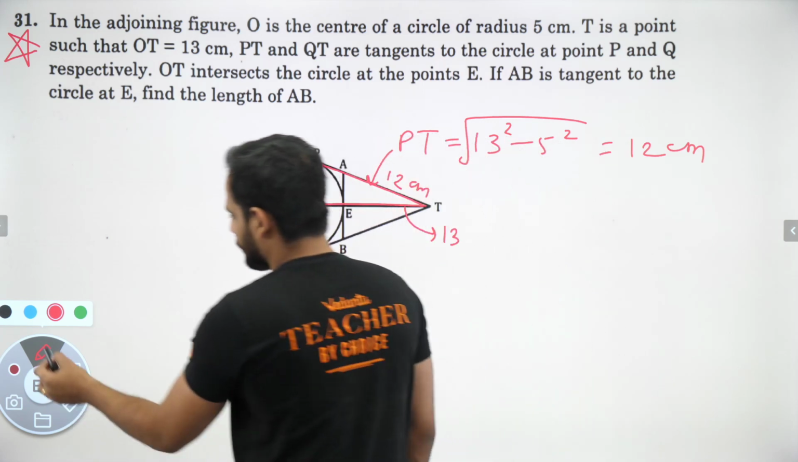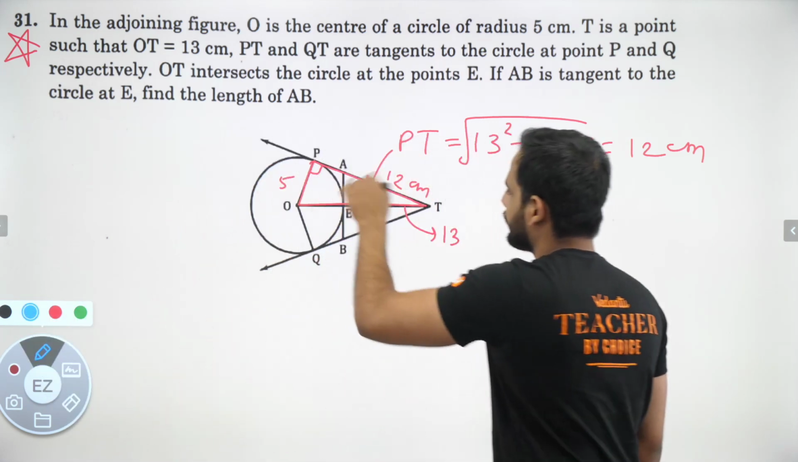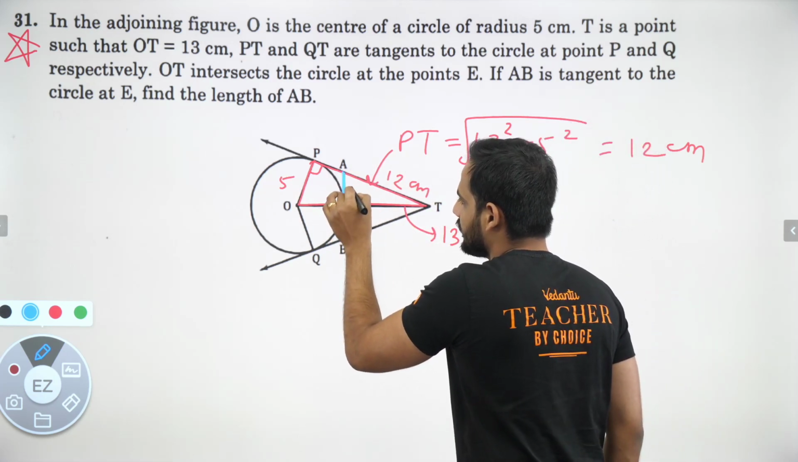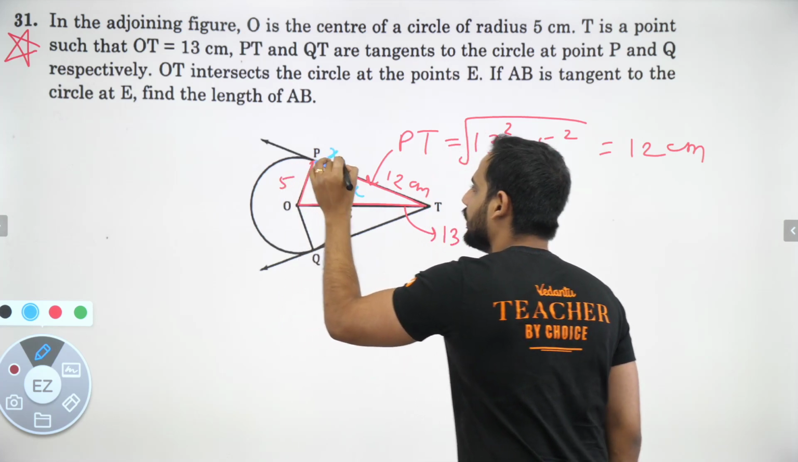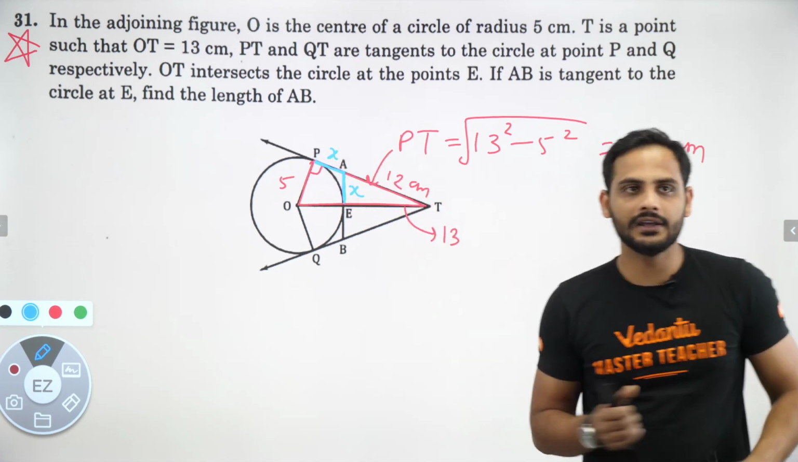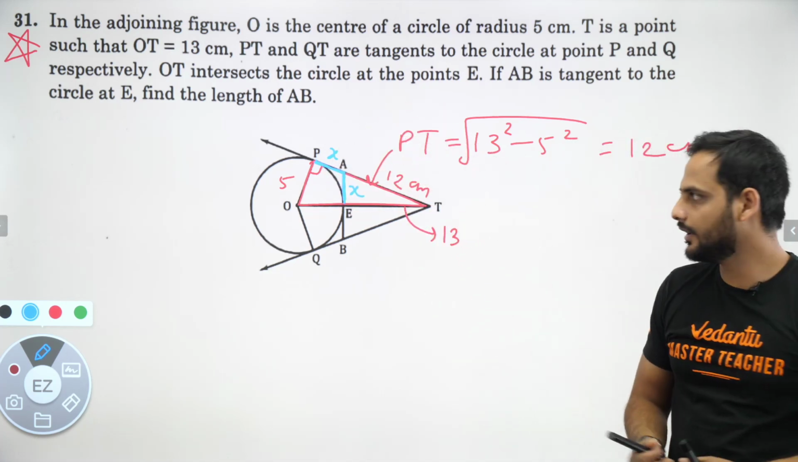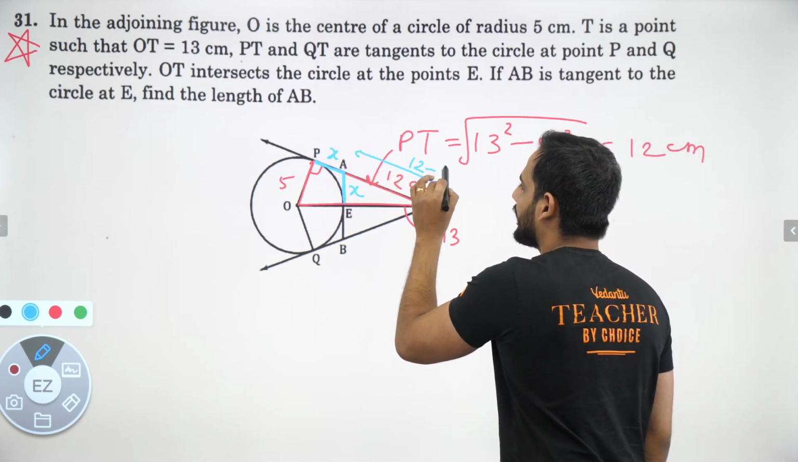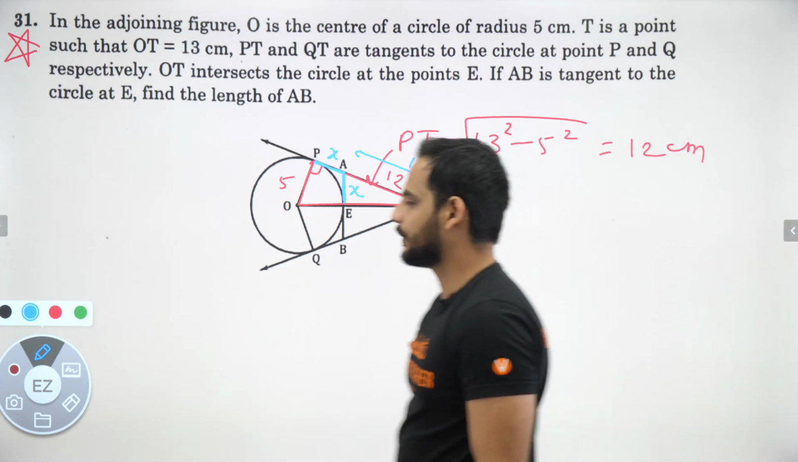Now look at the next part. We need to get the length of AB. Let us say AE is equal to x. So PA will also be equal to x, because AP and AE are the tangents from an external point. So AP and AE should be equal. So the remaining length of AT will become 12 minus x.